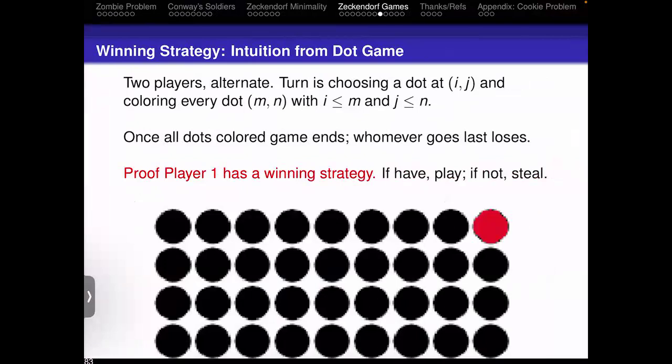So imagine player one has the winning strategy. If so, they play it. If not, that means player two has the winning strategy. I'm going to show you how player one can steal. So player one goes in the upper right corner as a delaying tactic. Player two has a winning strategy by assumption. I don't know what it is.